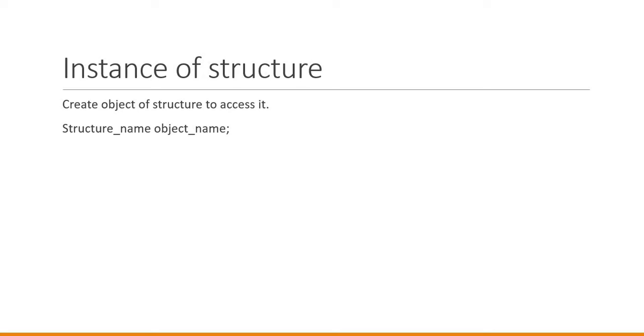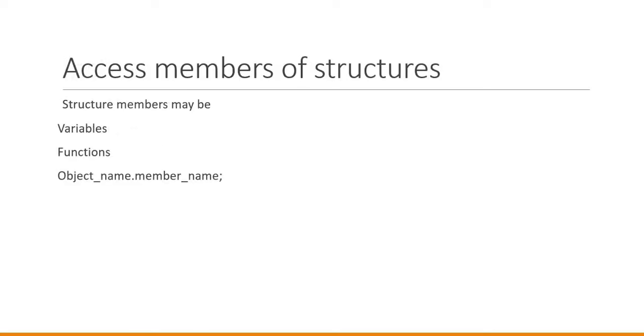So how to instantiate a structure? We need an instance of the structure to use the structure. You can say we need an object to access its members. To declare or define the instance of a structure, we need the structure name and then the object name. To access structure functions or variables, we need an object, then we call these members using the object name, dot, and then the function or variable name.